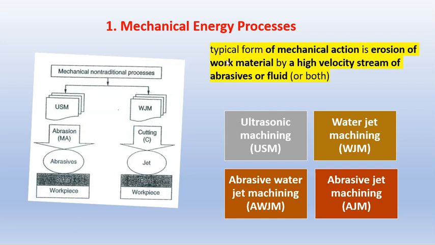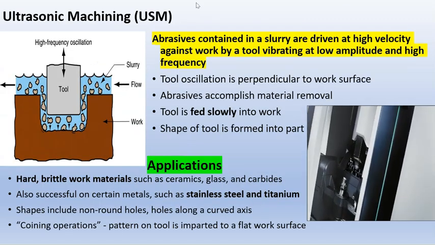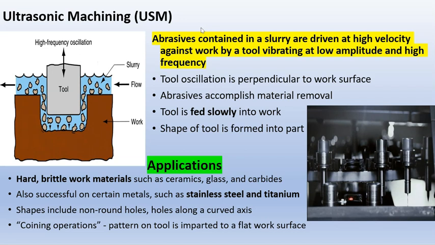is erosion of work material by a high velocity of abrasive or fluid, in which water or sometimes a combination of abrasive and fluid is used. Under this category, we have ultrasonic machining, water jet machining, abrasive water jet machining, and abrasive jet machining. Don't get confused with these three. This one is using water only, this one is a combination of abrasive and water, and this one is just abrasive only. That's the difference.